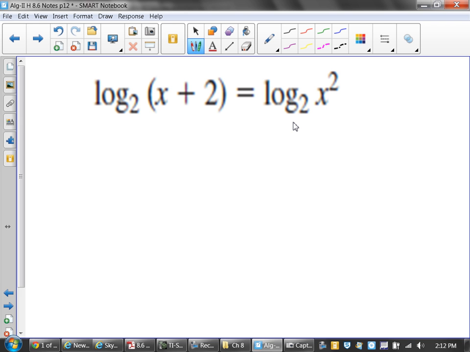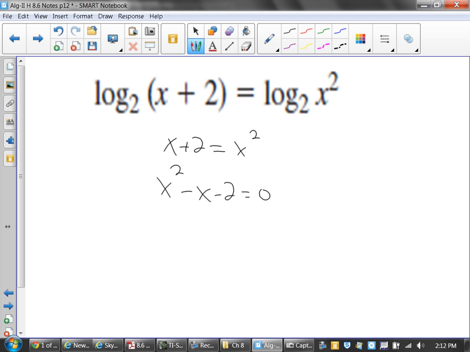Do we have the same log base on both sides? Yes. So what can I do right away? Take them away. x plus 2 is x squared. Set it equal to 0. x squared minus x minus 2 is 0.